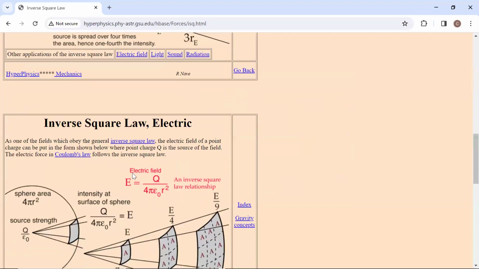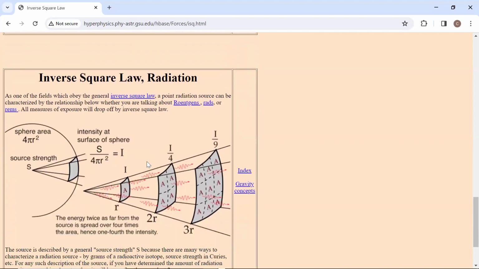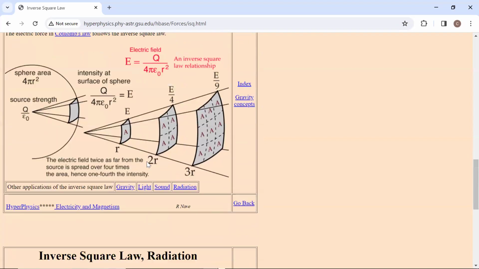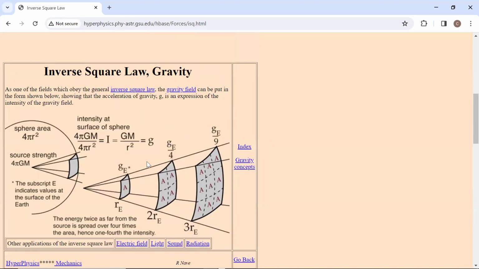Electric field: if you are 2 times the distance away from an electric charge source, the strength of the electric field is going to be 1/4 times. Radiation, as we have done in the question. So the inverse square law is a rather famous law in the realm of physics, and it applies to a lot of areas. I hope that this sharing has enhanced your understanding about the question that you have just done.